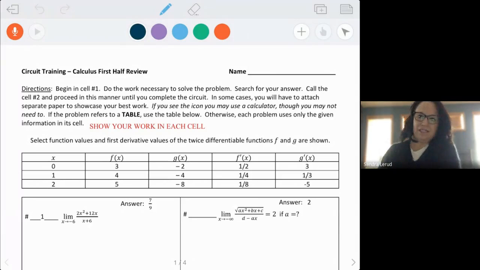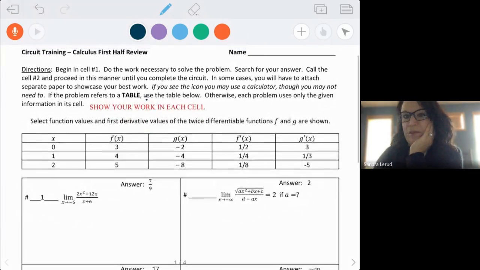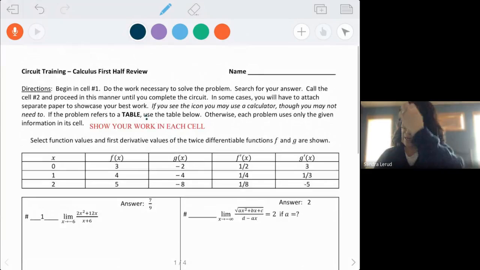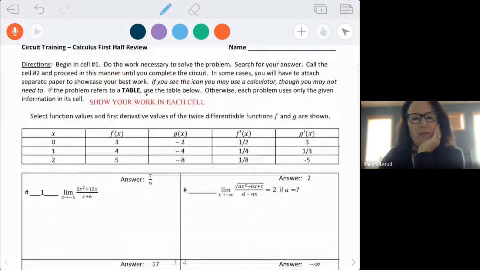Hello guys, this is me walking you through the cumulative review circuit. I'd have to say that this is probably the most important assignment to date because it's going to require you to bring back a whole bunch of skills, which is really good prior to the final coming up in less than a month, or about a month.